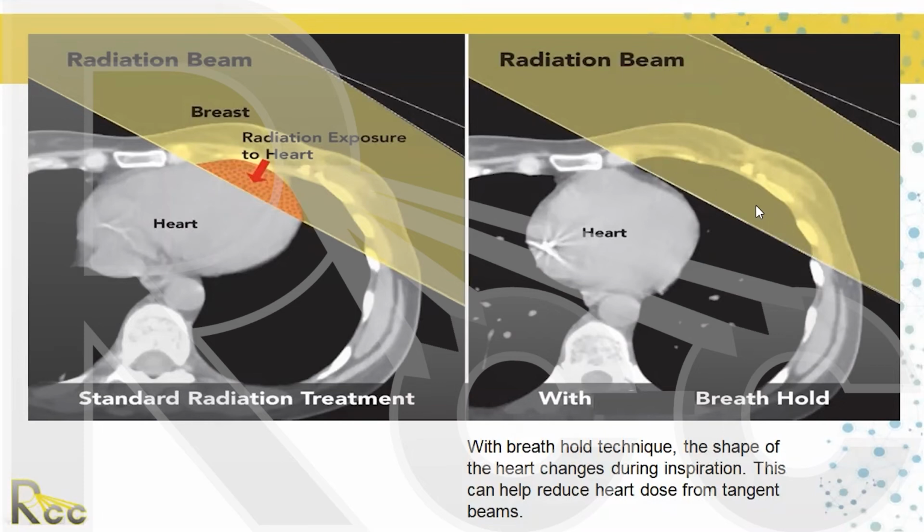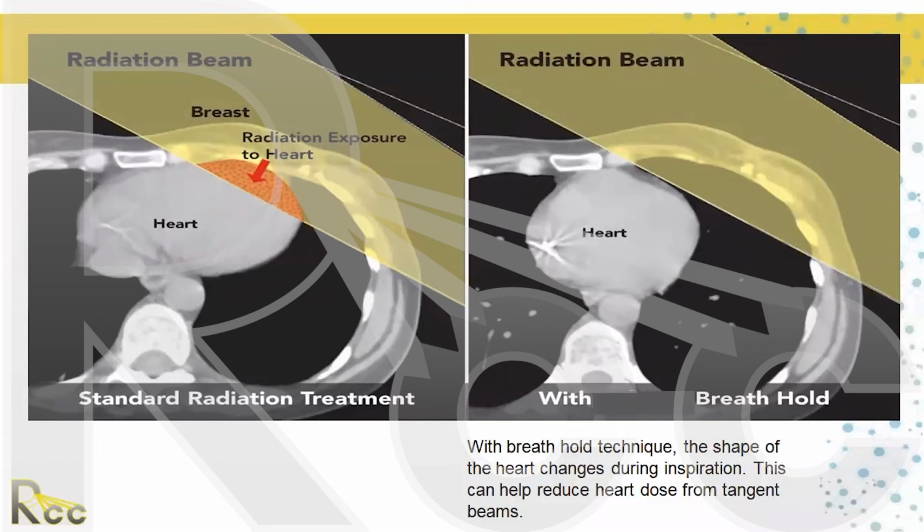So if a woman can hold her breath, we see the advantage when we CT scan the patient. We do it both ways. We actually take two CTs. We take a CT with a breath hold, and then we take another CT with normal breathing. And if it makes a difference, which it usually does in most cases, then we prefer to use the breath hold technique. But it may not be for everyone, because some women just can't hold their breath for 20 seconds. And if they can't hold their breath, then they're not going to be a good candidate for it.